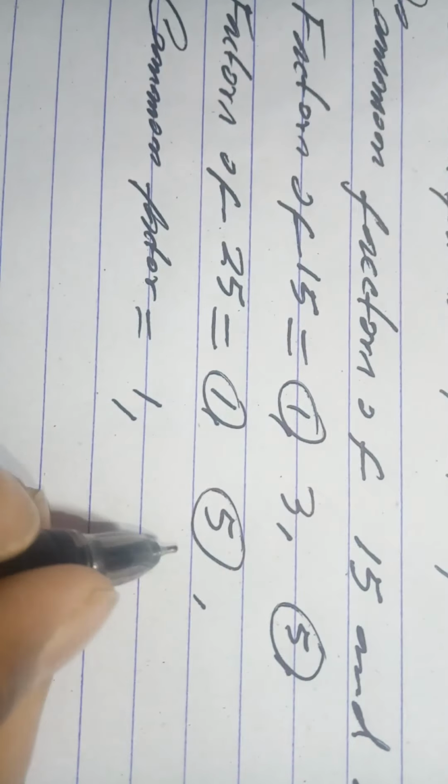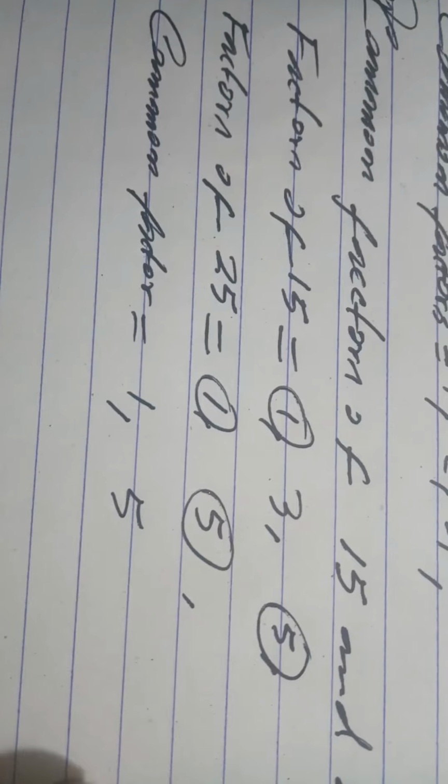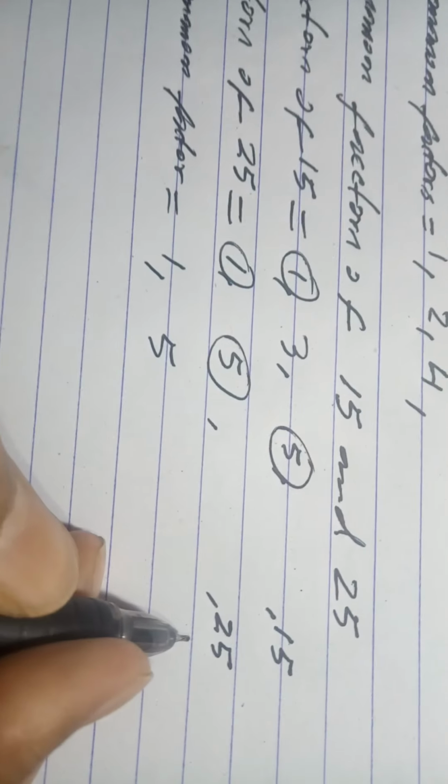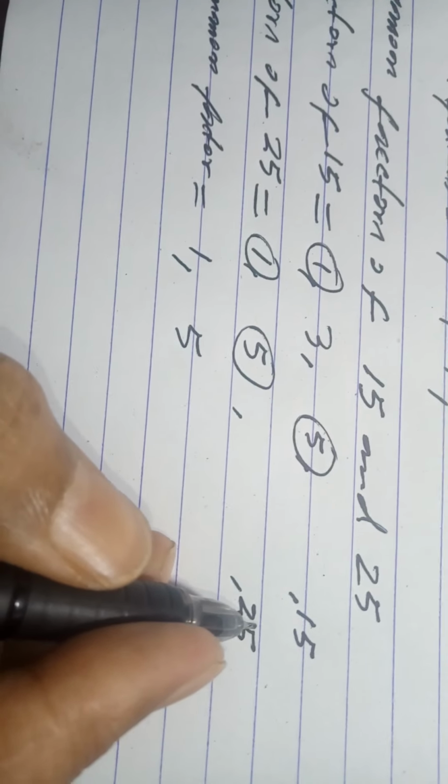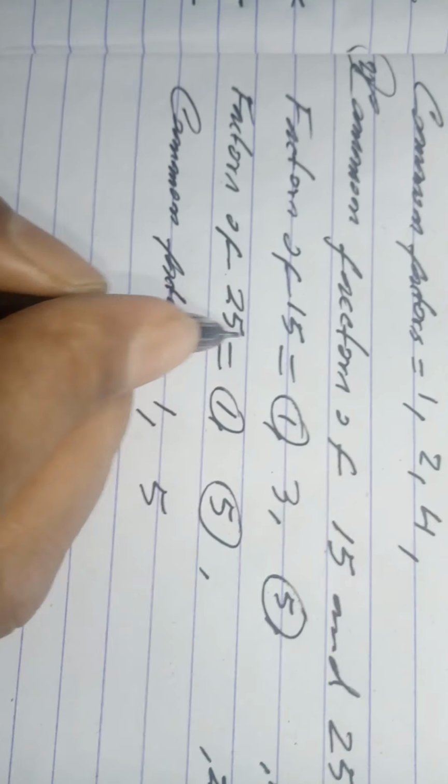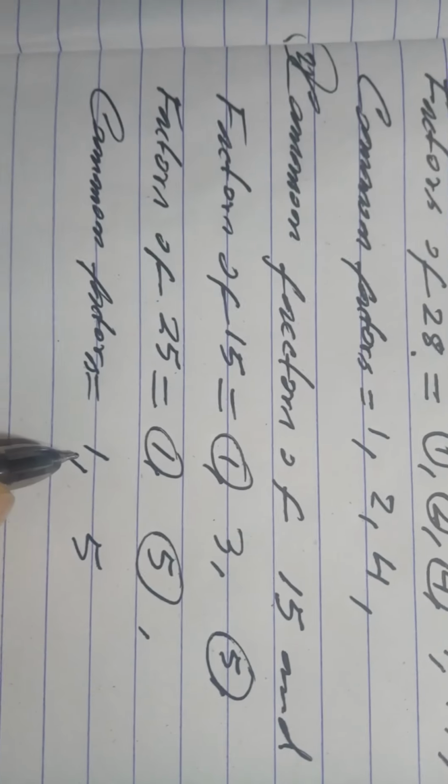Common factors. 1 and 1 are the same. 5 and 5 are the same, so 5 is common. 15 and 25 are not the same, so not common. So the common factors of 15 and 25 are 1 and 5.